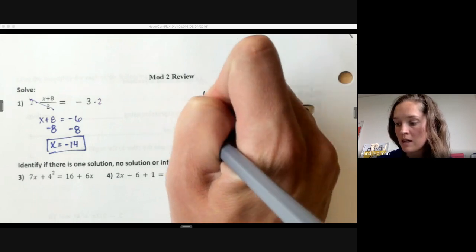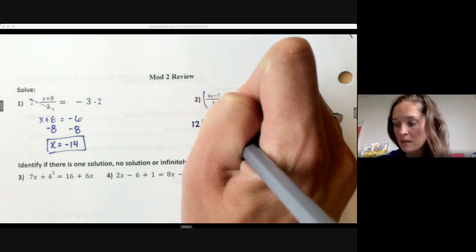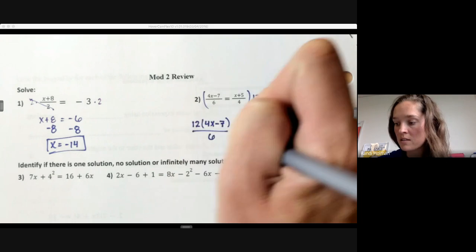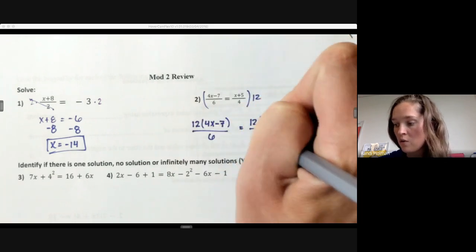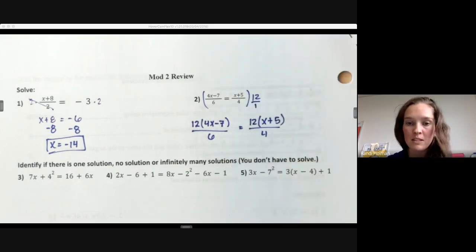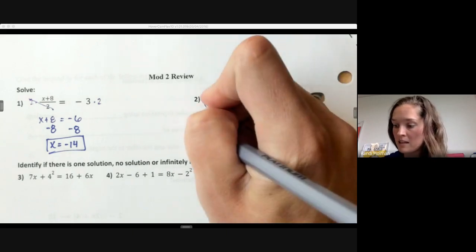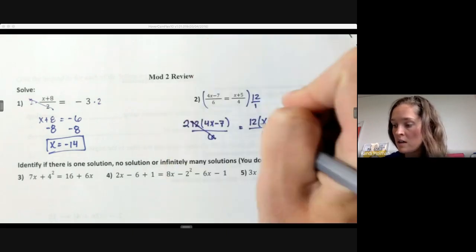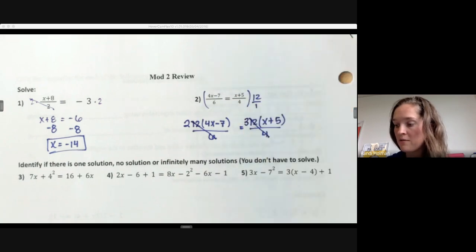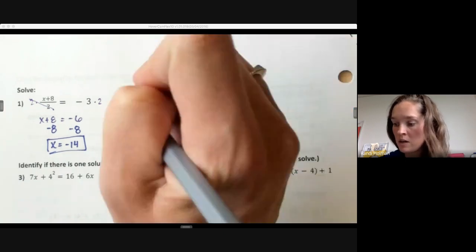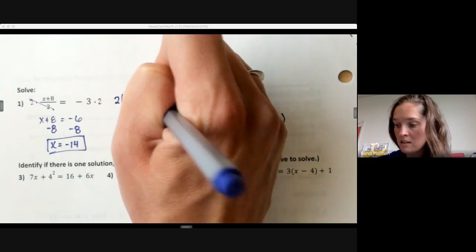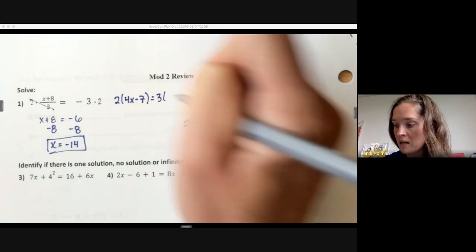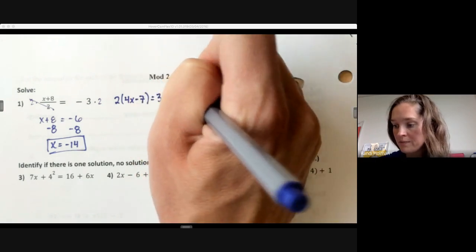And what that's going to look like is 12 times (4x minus 7) over 6 equals 12 times (x plus 5) over 4. Remember that 12 is over 1, so we're not multiplying the denominators by anything. The whole reason we do that is because 12 is divisible by 6. So 12 divided by 6 is 2, and 12 is divisible by 4. 12 divided by 4 is 3. So now our new equation looks like this: 2 times (4x minus 7) is equal to 3 times (x plus 5).